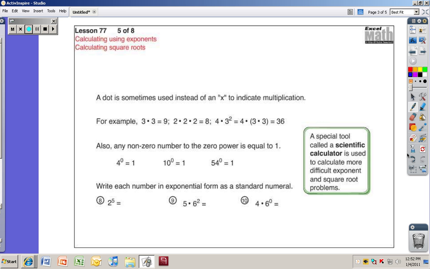All right, Kayla, you want to give this a shot for us? You're going to do 8 through 10. So would it be 2 to the 5th? Do you have to write it out? Yeah, go ahead and write it out. You can write it below.